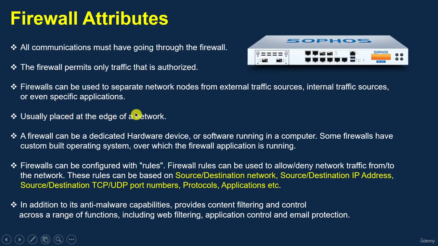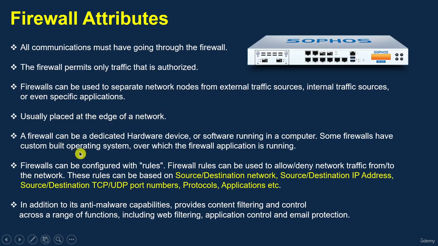The next point is that it is usually placed at the edge of the network. Normally we place the firewall at the perimeter level. Most small to medium-sized businesses use the firewall as a perimeter-level firewall. But there are some scenarios where we can use a firewall as an internal firewall, as a proxy, or as a data center firewall. We will discuss these scenarios later in this course. Normally it is placed at the edge of the network, that means the perimeter level.